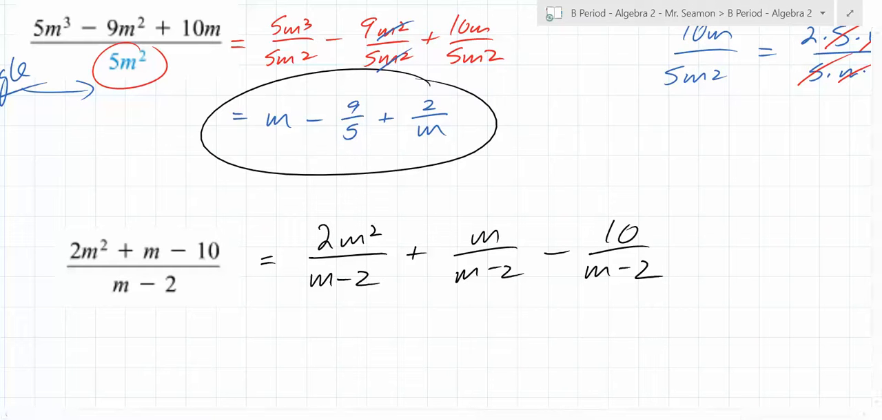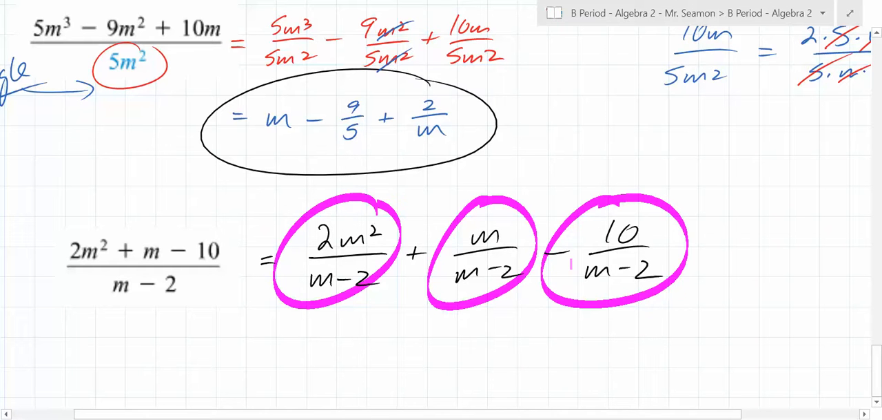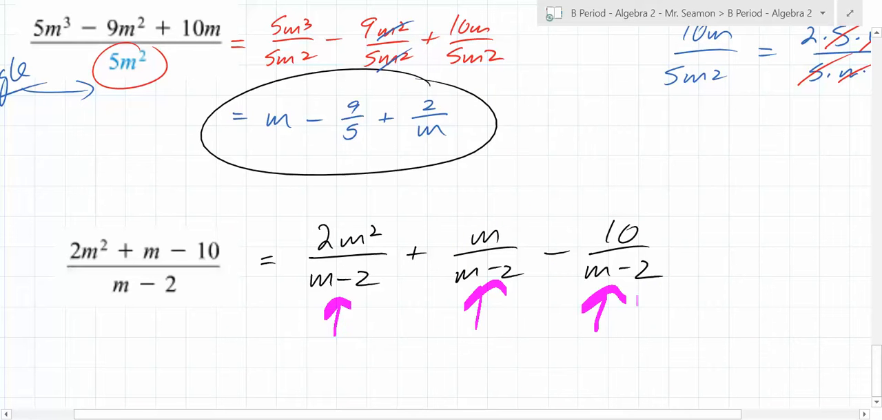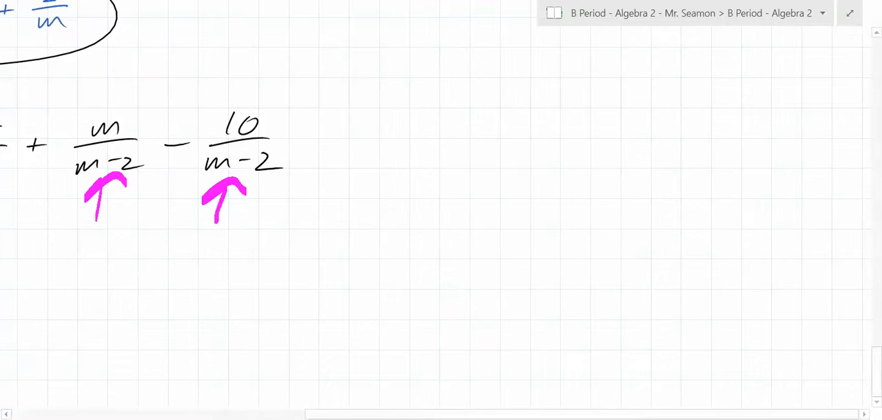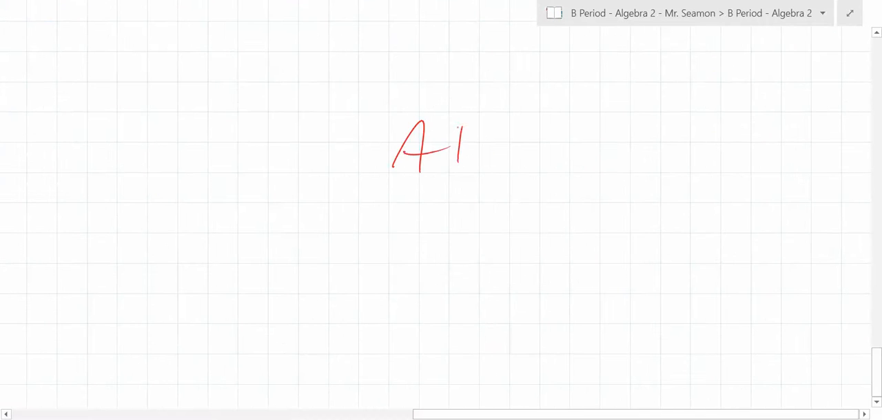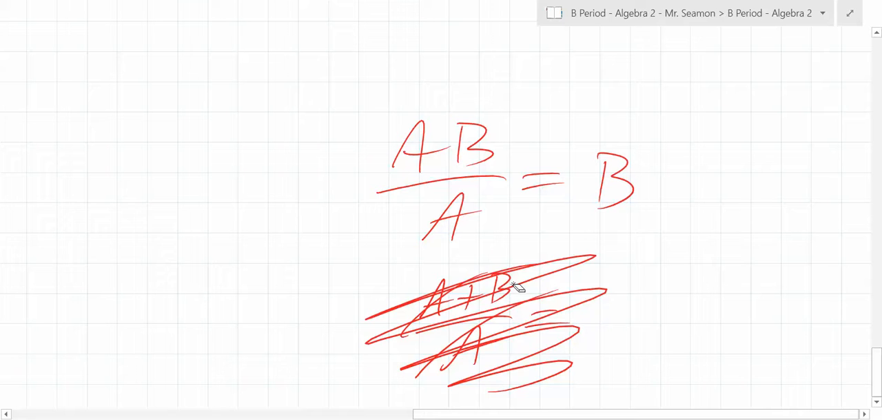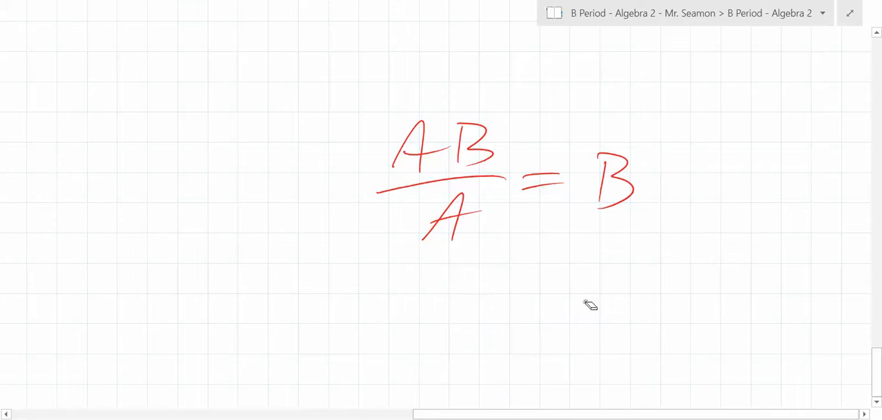Now here's the thing. Can you simplify these? How? You can't. This is subtraction, not multiplication. It is true that a times b over a equals b, right? But what's a plus b over a? It's just a plus b over a. You cannot cancel. The addition in the numerator makes it so you can't.